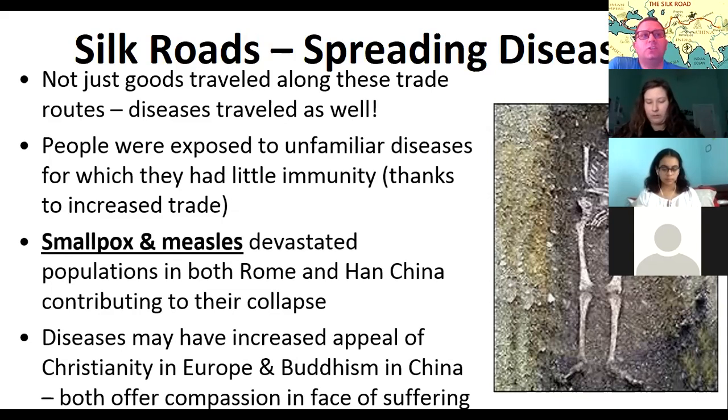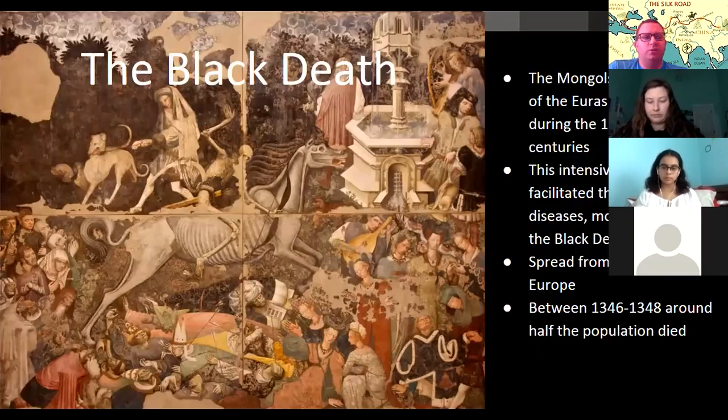And because so many people were suffering as a result of this, this is probably one of the reasons why Christianity became popular within Europe and why Buddhism became popular within China, because both of those belief systems offered people hope about a better world. They were suffering extensively in this world, so these belief systems gave them hope in another world.